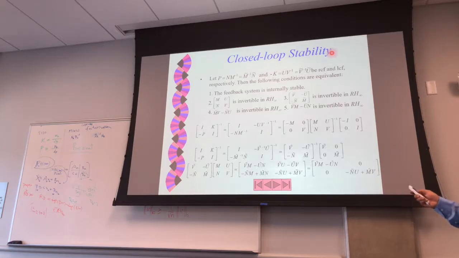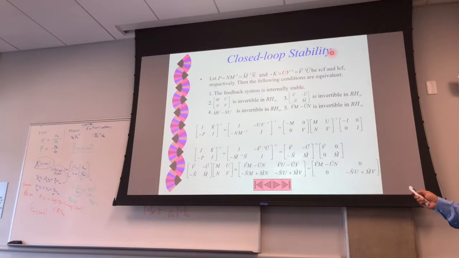So the following conditions are all equivalent. The feedback system is internally stable. So then you can only check this transfer function here. So let's do this. You have P as N and M, and K is your controller.